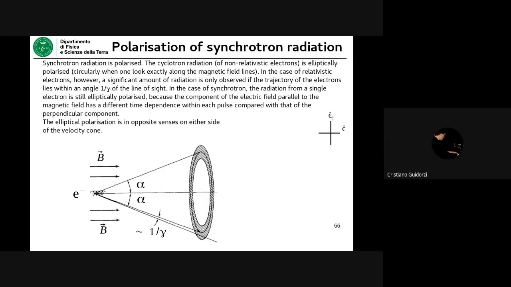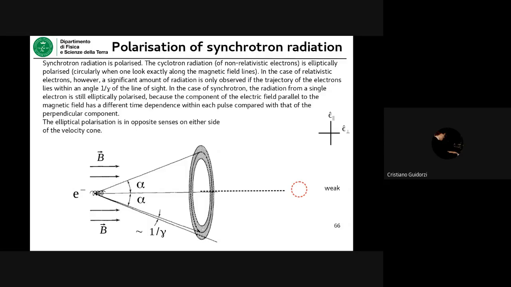So imagine you are an observer. Imagine you are projecting the electric field that you measure within the two directions, the perpendicular one and the parallel. Perpendicular and parallel to what? Well, to the projection of the magnetic field lines onto your plane.